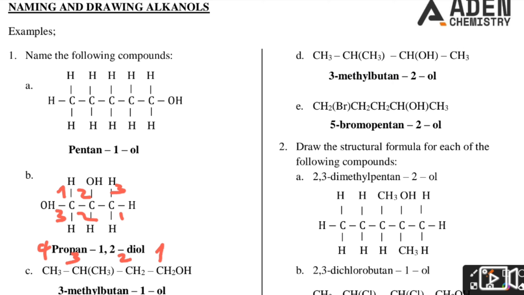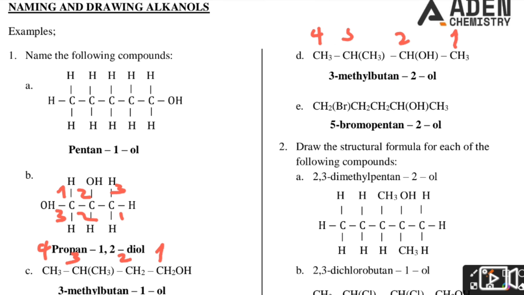The next, let's know where is the functional group. Which carbon atom is in the functional group? So 2, 3, 4. So the functional group is here. So it's in carbon number 2. So we're going to have butan-2-ol. Then check, I have an attachment of CH3, which is in carbon number 3. So I have to write 3-methylbutan-2-ol.